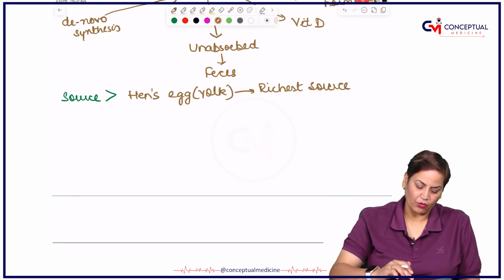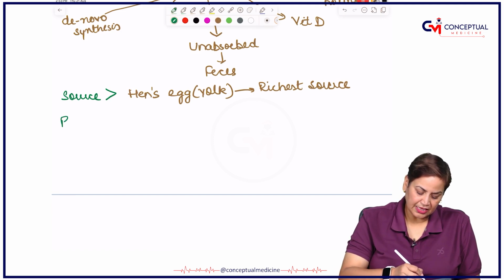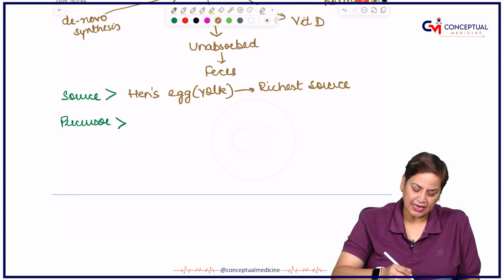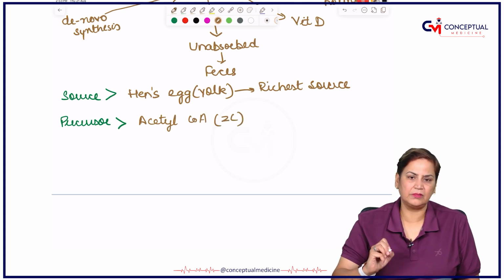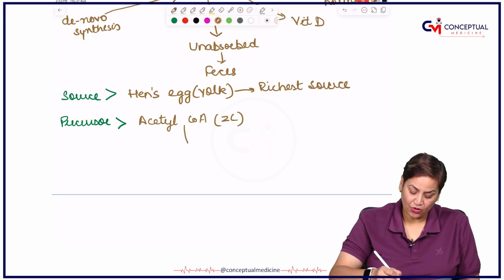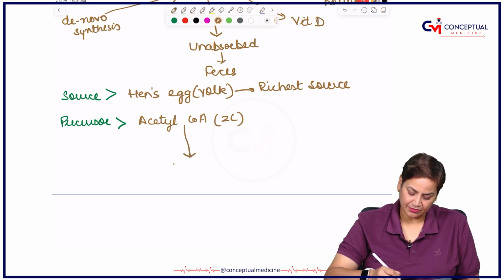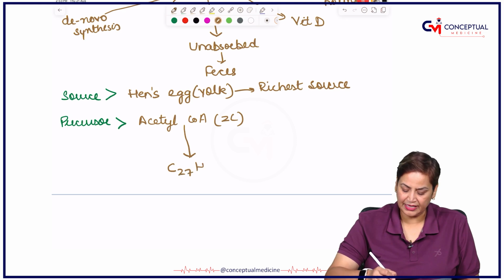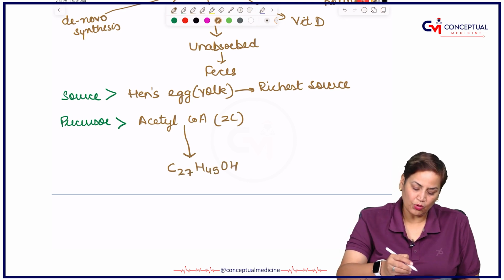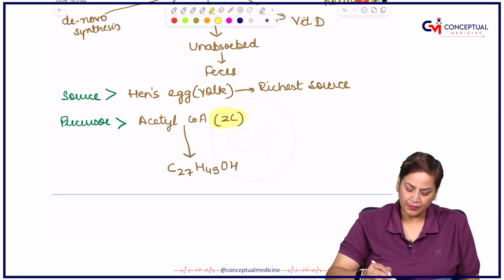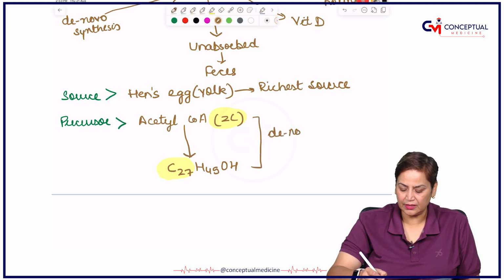Then what is the precursor? The precursor of cholesterol is acetyl coenzyme A. And we know that acetyl coenzyme A has 2 carbon atoms, and cholesterol has 27 carbon atoms. So from 2 carbon atoms, we are synthesizing 27 carbon atoms. This is known as de novo synthesis.